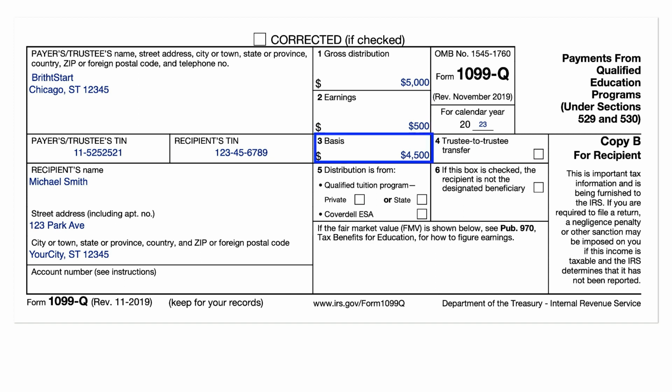We originally contributed $4,500, listed in box 3. This is our basis and what we put into the plan. None of the $5,000 is taxed if the funds have been used for qualified education expenses.